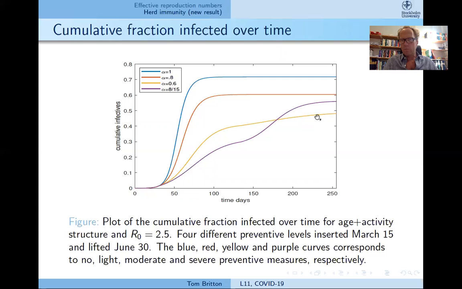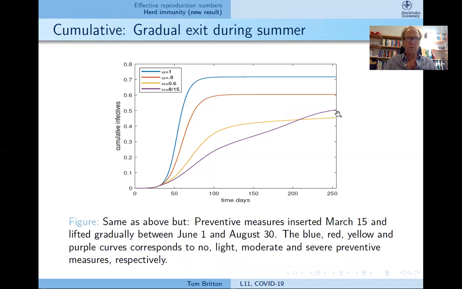Of course, they have not completely stopped yet, so maybe we should have made the figure slightly longer, but they do stop more or less at these values. We also did the same thing if we had gradual exit during the summer. So as before, we insert measures momentarily, March 15, but then we lift preventive measures gradually during the summer. So we sort of linearly lift restrictions starting June 1st and ending August 30.